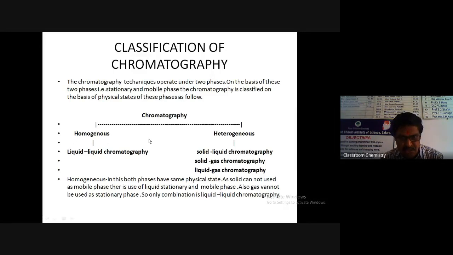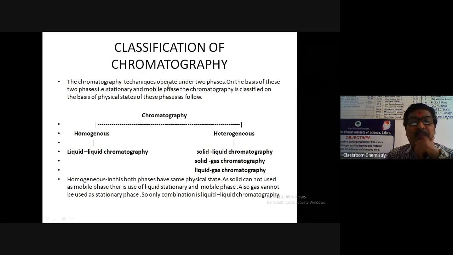First, homogeneous and heterogeneous. Homogeneous chromatography consists of liquid-liquid chromatography, while heterogeneous chromatography is again classified into solid-liquid chromatography, solid-gas chromatography, and liquid-gas chromatography. So this is the simple chart on the basis of physical state of the two phases, that is stationary phase and mobile phase, which is used in the chromatographic technique.